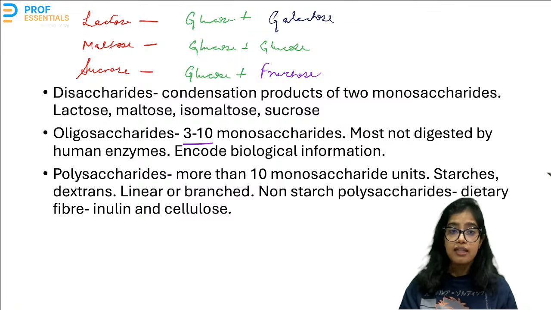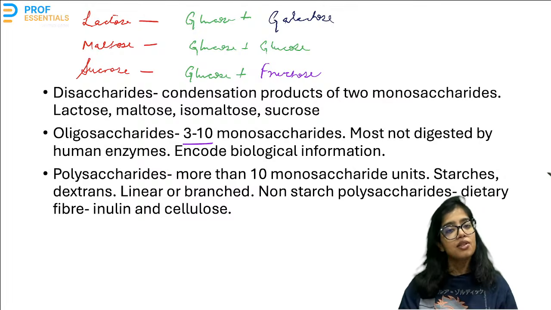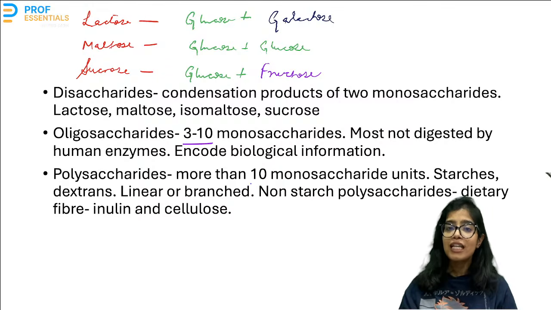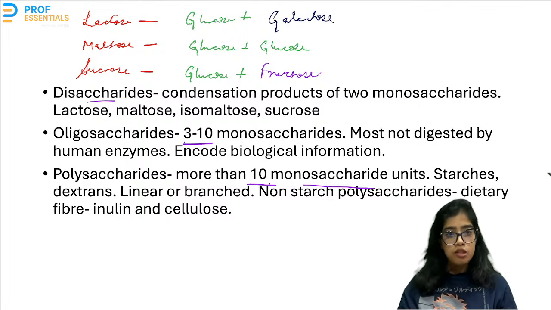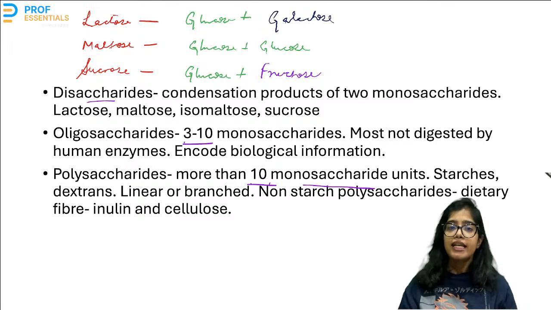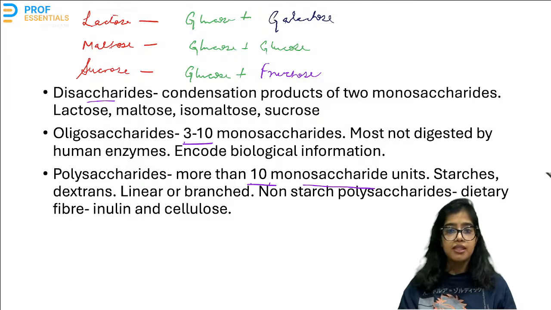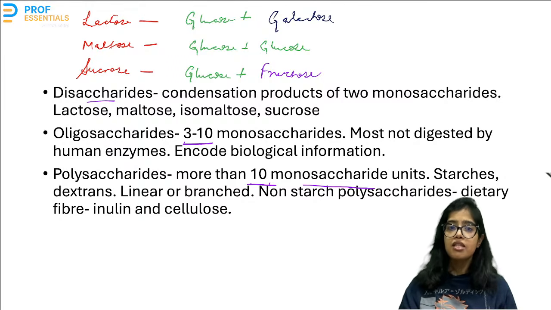Now, what are polysaccharides? Polysaccharides are those saccharides that are the condensation products of more than 10 monosaccharide units. So it is 2, then 3 to 10, and then more than 10. So important polysaccharides: starches, dextrins, cellulose, inulin, glycogen, chitin. So these are the important polysaccharides. What are these starches?